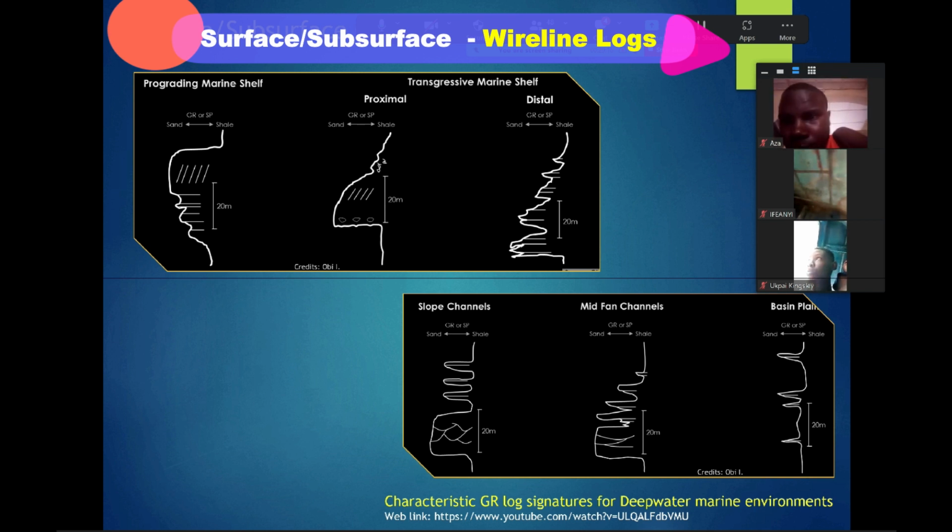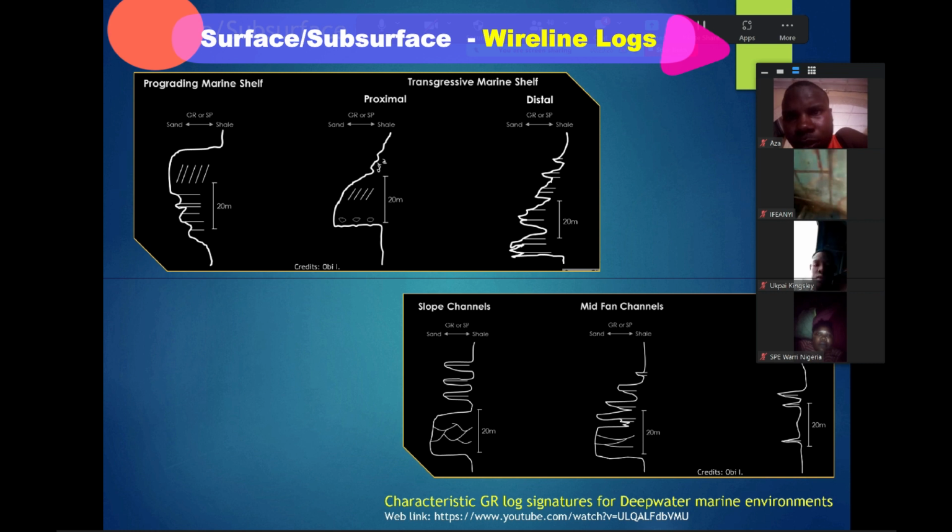So I like to think of reservoirs as things that occur both on the surface and on the subsurface. Either way, it gives us a picture of what this entity called reservoir is. This entity that has the capacity to keep hydrocarbons.